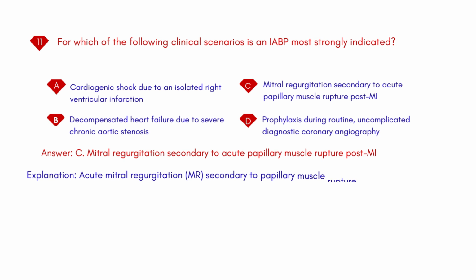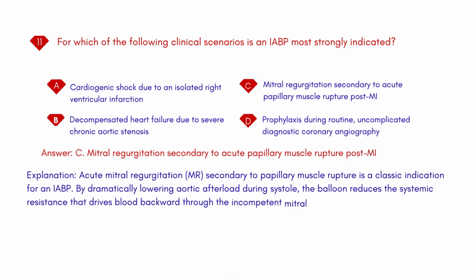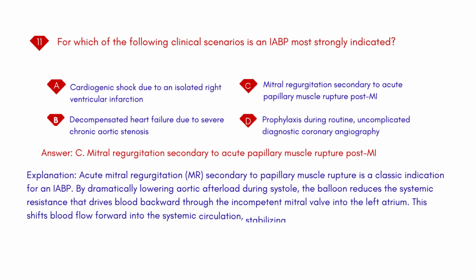Explanation: acute mitral regurgitation, MR, secondary to papillary muscle rupture is a classic indication for an IABP. By dramatically lowering aortic afterload during systole, the balloon reduces the systemic resistance that drives blood backward through the incompetent mitral valve into the left atrium. This shifts blood flow forward into the systemic circulation, stabilizing the patient as a bridge to emergency surgery.